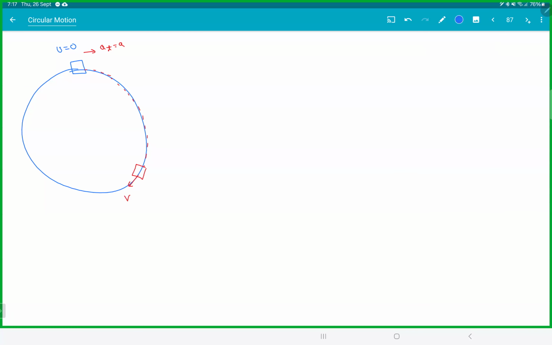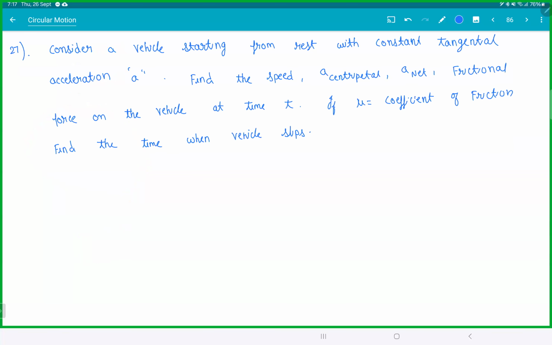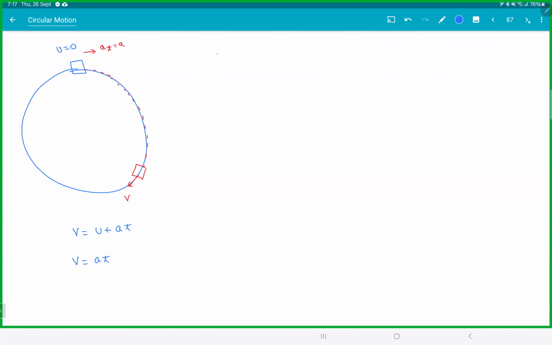So what you did was indirectly treat this entire circle like an x-axis, isn't it? You're going in a kind of line, meaning the equation looks like that. So v is equal to u plus at. Your initial velocity is 0, so v is equal to at. Done. You got your speed. What do you want to find then? Centripetal acceleration. What is a centripetal? A centripetal is v square by r, which is a square t square by r.